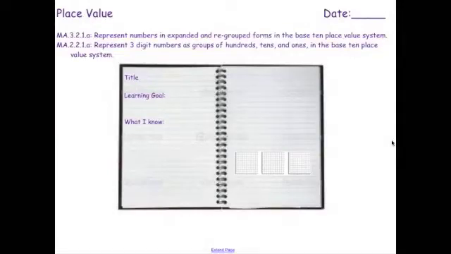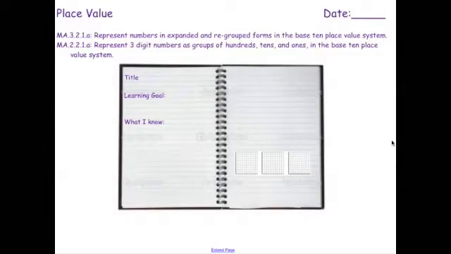Today's topic is place value. Common Core Standard MA 321A: represent numbers in expanded and regrouped forms in the base 10 place value system. And also MA 221A: represent 3-digit numbers as groups of hundreds, tens, ones in the base 10 place value system.